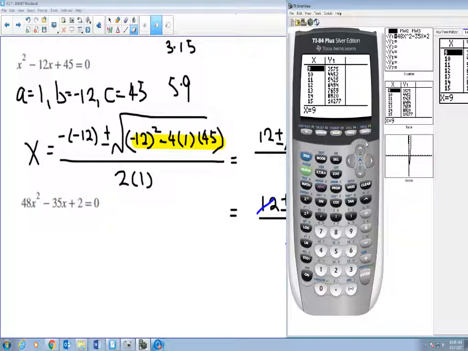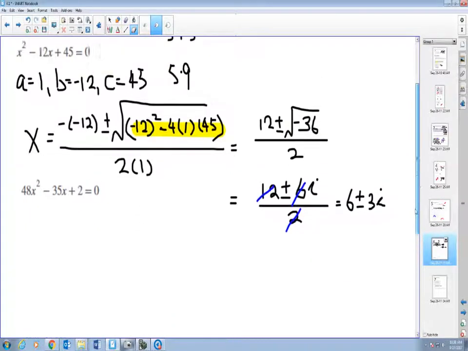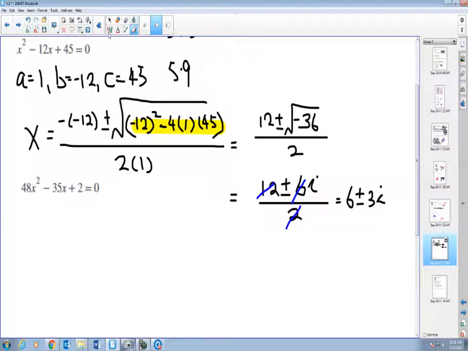Yeah, you cross over it. But if I go to my table, it looks like it crosses over right around the origin. But I don't see any y equal to 0. So that's the reason why we've got to find the x-intercept by hand, or the solution by hand, by using the quadratic formula.